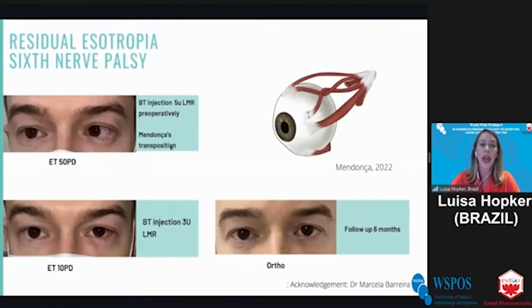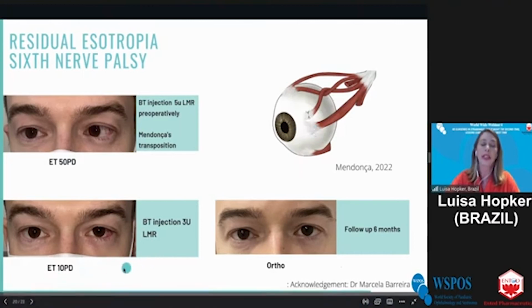So this boy had botulinum toxin preoperatively. It was performed Mendonça's transposition, which is under review for publication, but in this publication, he explained his technique for high myopes, and then for sixth nerve palsy, he will do the same. So split lateral rectus, embrace the superior rectus, and then also embrace the inferior rectus and attach again in the sclera. And this was the result, but with 10 ET and diplopia.